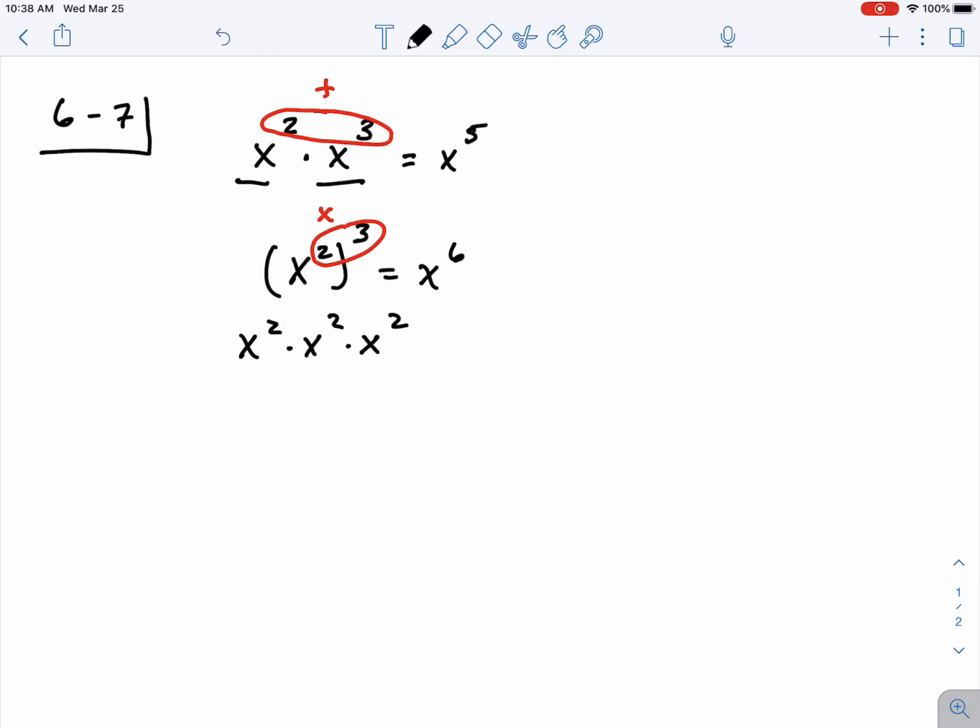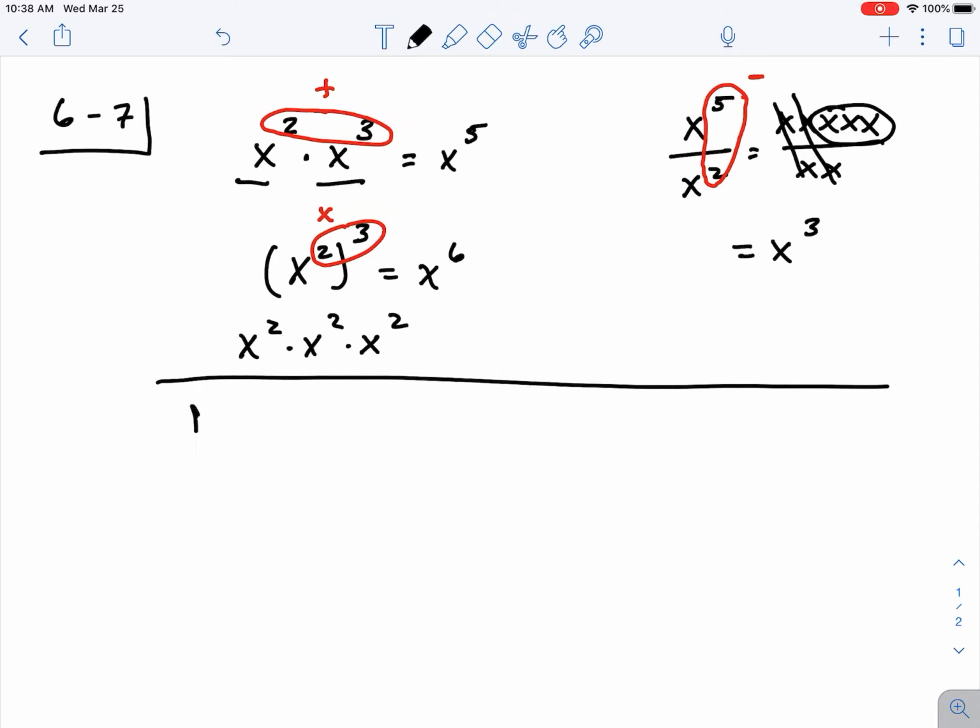All right, and then we also did division. So if you have x to the 5th over x squared, what this means is I've got 5 x's over 2 x's. And those 2 x's cancel, and I'm just left with 3. So it's x to the 3rd. And the rule we talked about here is that when powers divide, then you subtract. Okay, so that's what we've done so far. And today what we're going to talk about is what do I do with negative exponents?